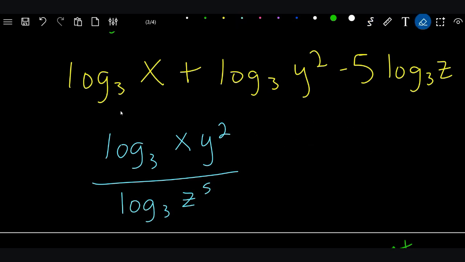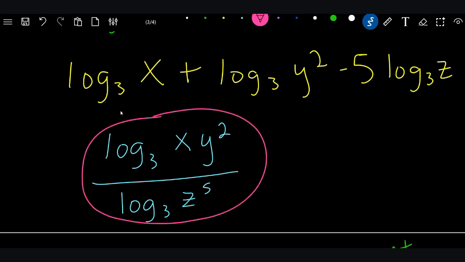And there would be your final answer. That's as condensed as we can get it right there. Log 3xy squared over log 3z to the 5th. That'd be the best way to condense that one down.